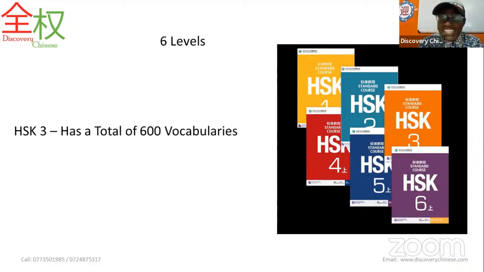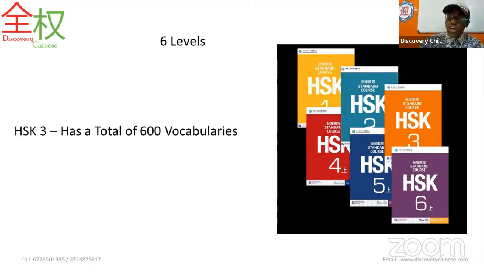Now, for me personally, this is where things get most interesting, by the time you get to level 3. Oh, I forgot to mention that level 2 will also take you around 4 months or so here at Discovery, and you should have finished your level 2. Now, when we come to HSK level 3, you add an additional 600 plus vocabulary. Considering that by the time you're finished with level 1, you should be able to at least communicate about basic conversation.